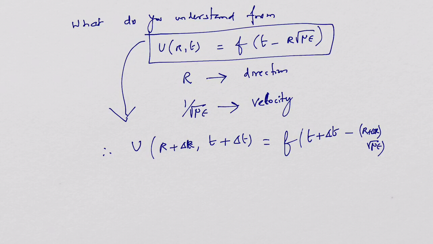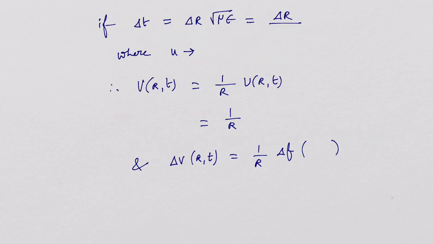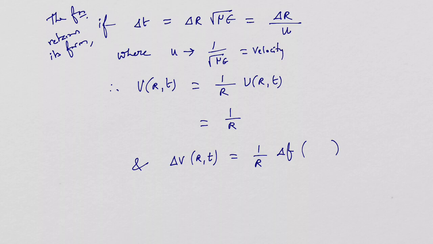So let me analyze this. The function retains its form if del t is equal to del r into square root of mu epsilon, that is del r divided by u. What is u? U is 1 by square root of mu epsilon. This denotes the velocity of wave propagation.